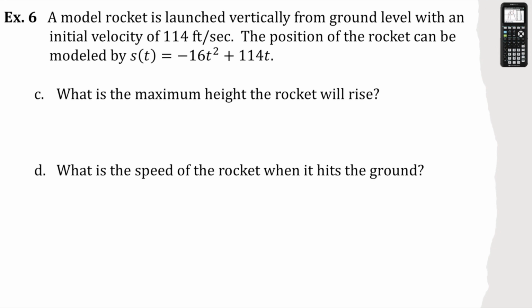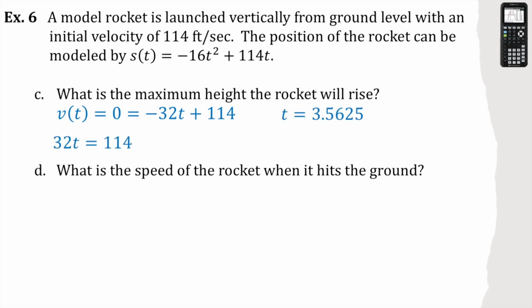What's the maximum height? Remember, if a rocket goes up and comes back down again, the maximum height, where it turns around, is going to have a slope of 0 or a velocity of 0. So let's take the velocity function and set it equal to 0. And then we can solve for t. So at 3.5625 seconds, the rocket will be at its maximum height, which is what? We know when, but how high is it going to go? We'll just plug that into your position function, and we know it gets to about 203 feet.